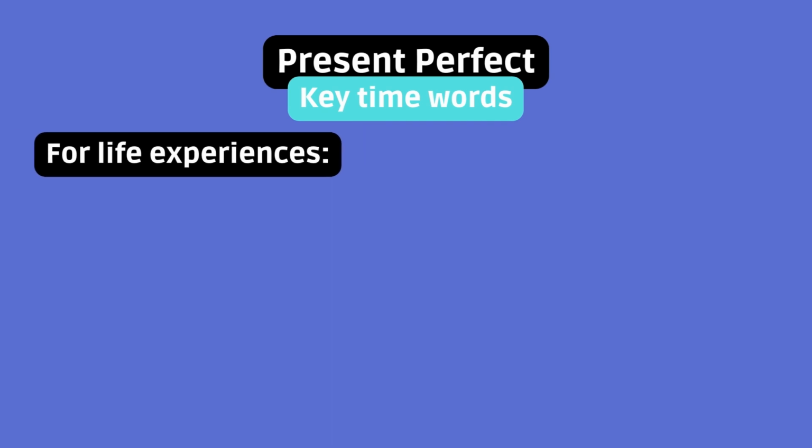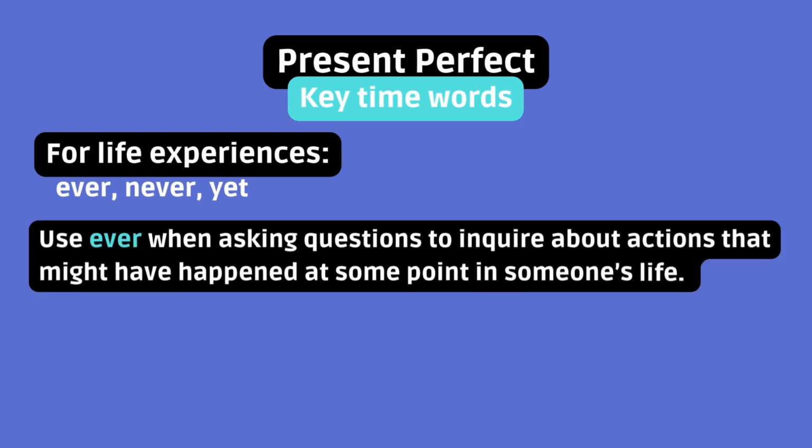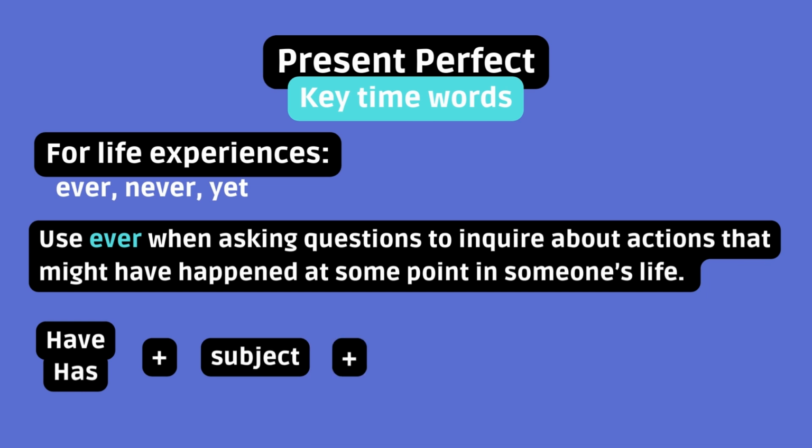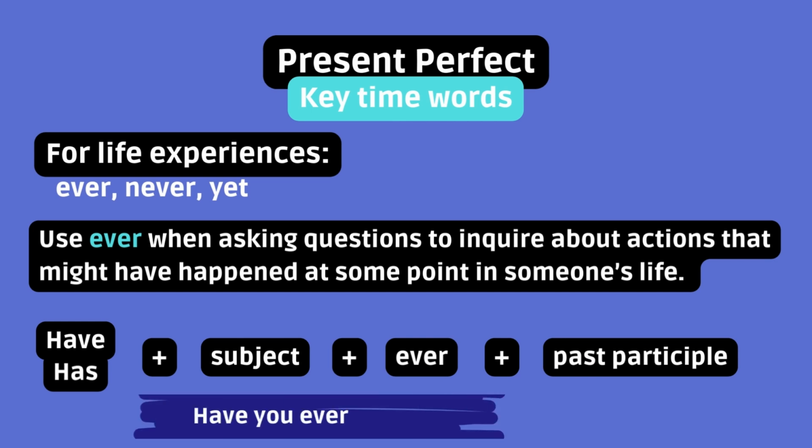For life experiences, ever, never, yet. Use ever when asking questions to inquire about actions that might have happened at some point in someone's life. The word order is important here. Have or has plus subject plus ever plus past participle. Try to memorize the common form, have you ever been?